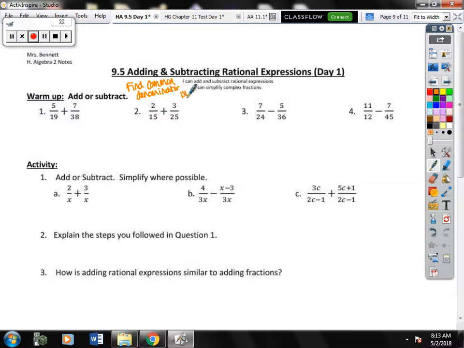Now, a lot of times I'll do the least common denominator, which is like the smallest number that they both multiply to get to. You don't have to do that. You can do any common denominator as long as you simplify at the end. So I'd like you guys to go ahead and try these 4 examples to see if we can remember how to add and subtract just regular fractions.